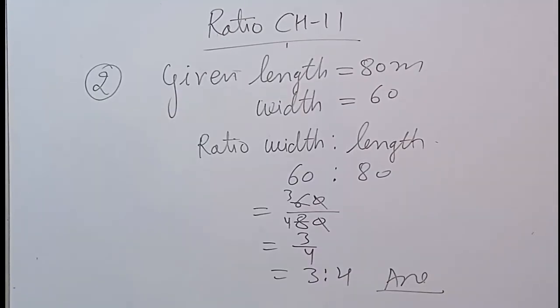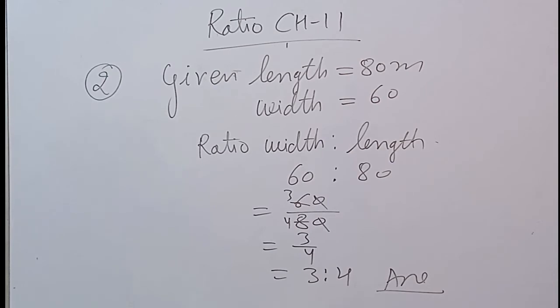Children, I am taking question number 2 of the same exercise 11A. A field is 80 meter long and 60 meter wide, find the ratio of its width to its length. So first, whatever is given, just write down length equal to 80 meter and width equal to 60 meter. Now we have to find the ratio. First write the width, because the ratio we have to find is width to its length. So write the width first and the length after. So what is the width? 60, and the length is 80.